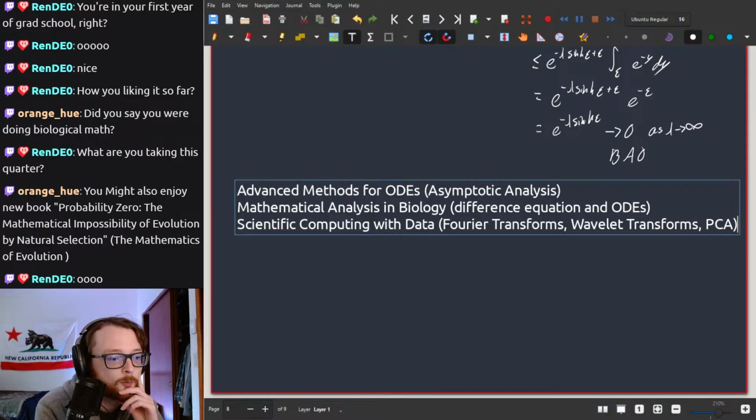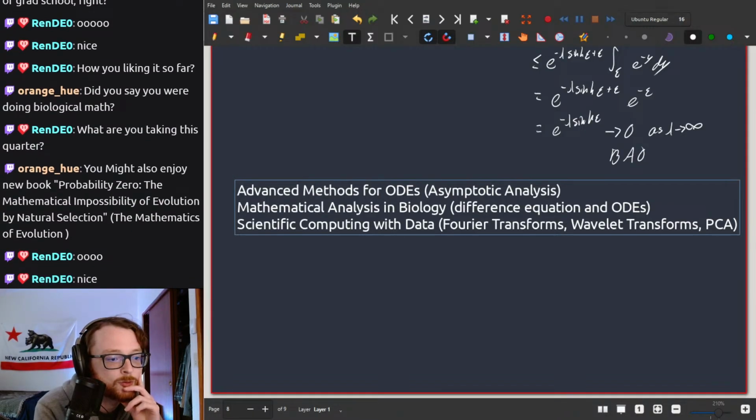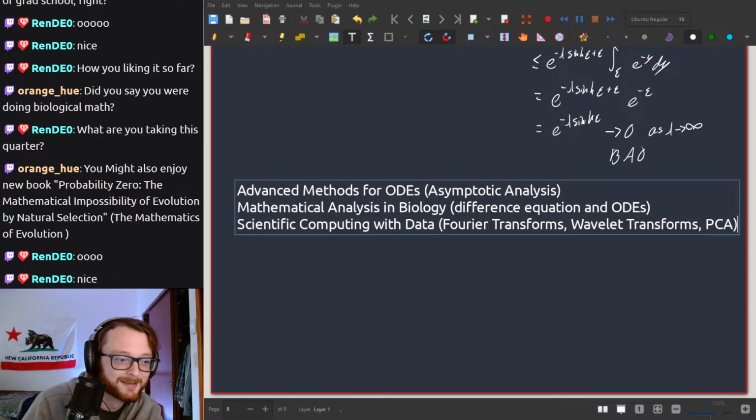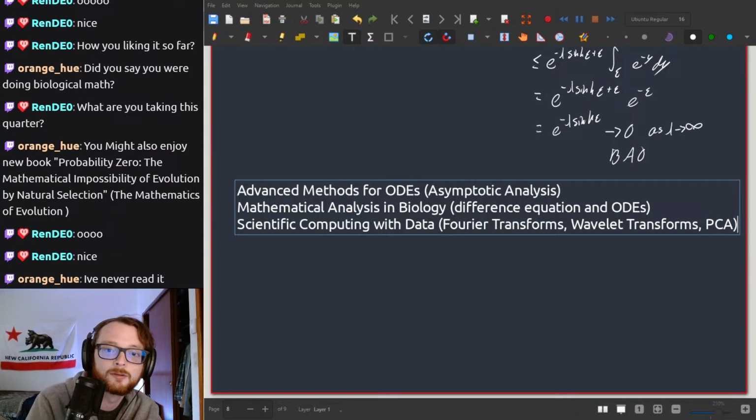You might also enjoy the new book, Probability Zero: The Mathematical Impossibility of Evolution by Natural Selection, the math of evolution. Really? The Mathematical Impossibility of Evolution by Natural Selection. That's an interesting argument.